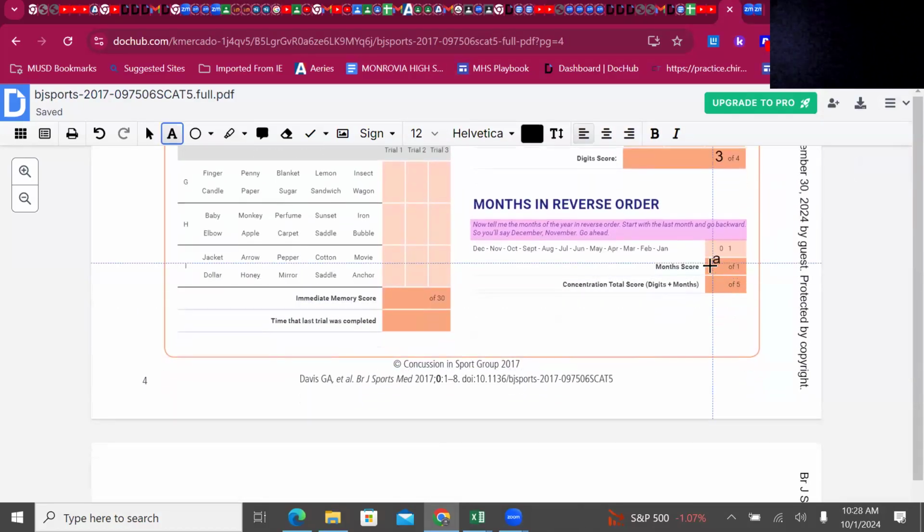So Red did it correctly. So we would score it 1. We'd circle 1 and score a 1. And then the digit score is 3. The month score is 1. So the total score would be 4 out of 5. Again, if Red didn't do it correctly, it'd be a 0, and then we'd score that months in reverse order as 0.